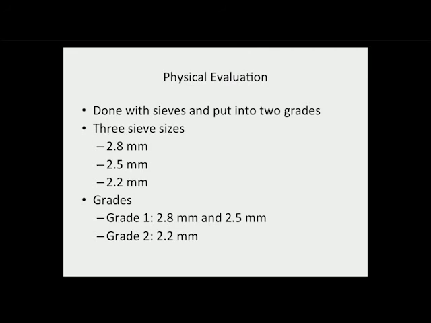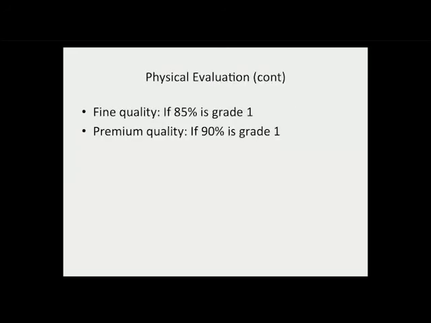And if it falls below the 2.2, then obviously it's too small to be graded, and can cause a harvest to be rejected. A batch is considered fine quality if grade 1 is at least 80% of the batch, and premium quality if 90% is grade 1. Even if a batch is fine quality or below, the grain can still be used for things like specialty malts, which will be discussed later.